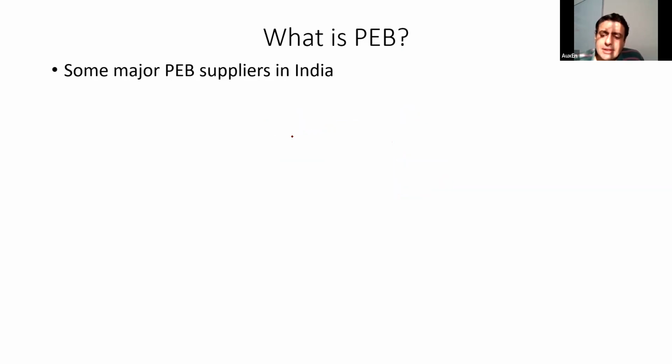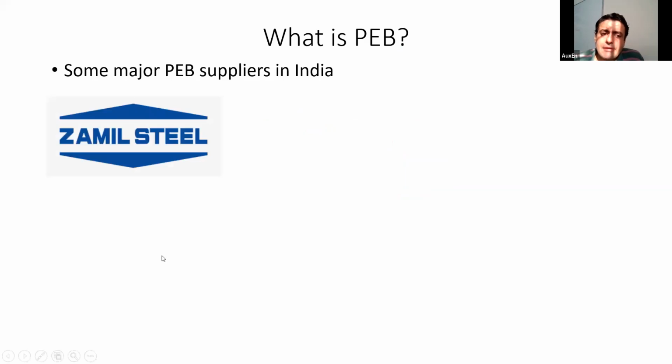All right. So some big PEB suppliers that I have come across, one of them is Zamil Steel. Zamil Steel is one of the oldest PEB suppliers in India. I think Zamil Steel is a Saudi-based company. You may correct me if I'm wrong, but to the best of my knowledge, Zamil Steel is a Saudi Arabia-based company, and they are pioneers in pre-engineered building system design, erection, and fabrication. So this is one name that comes to my mind.